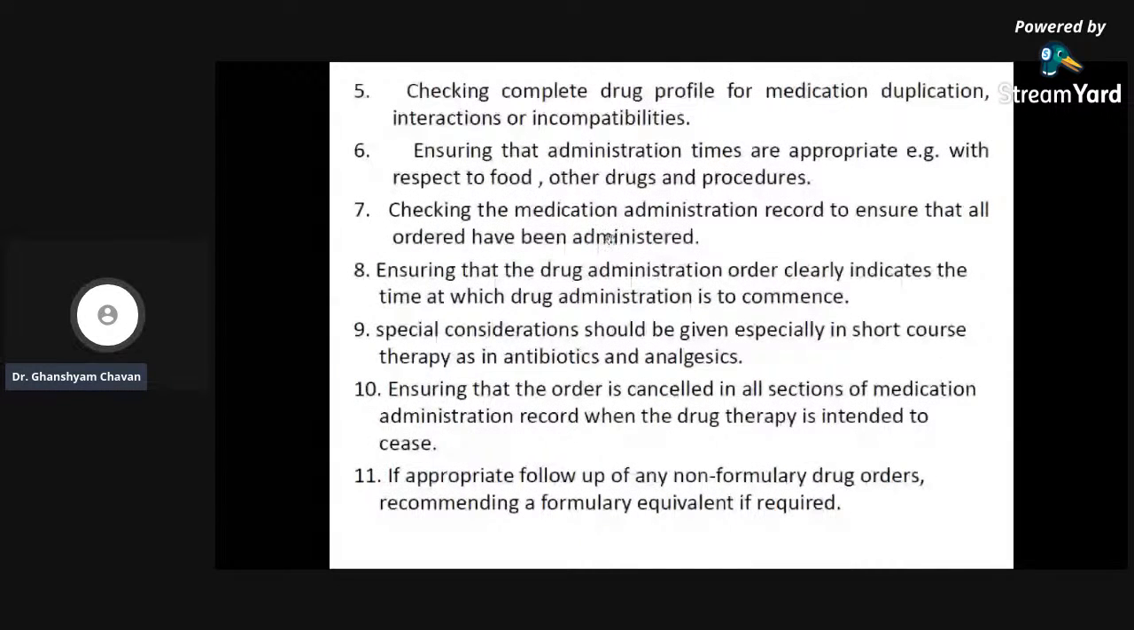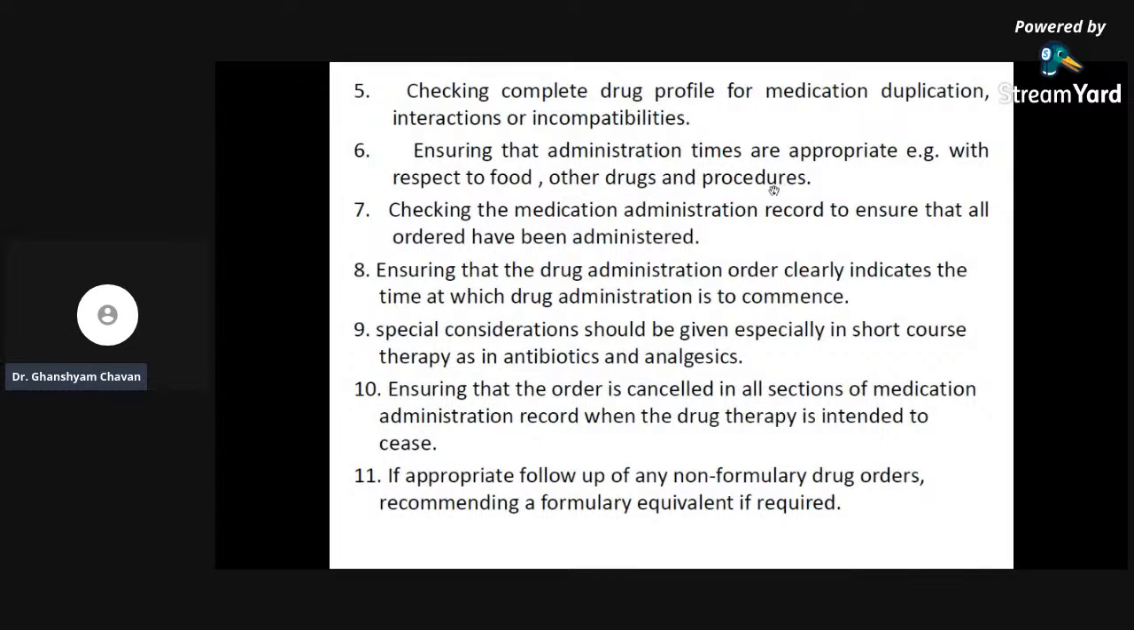Next point is checking the complete drug profile for medication duplication, interaction, or incompatibilities. We should check twice, thrice the drug profile for medication duplication. The drug should not be a duplicate, and also we have to find out its interactions and incompatibilities, means to which drug the patient is incompatible, and we should not go for that drug. Ensuring that administration times are appropriate, that is with respect to food, other drugs and procedures.